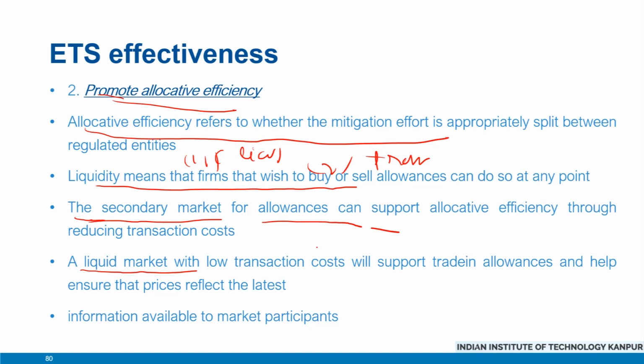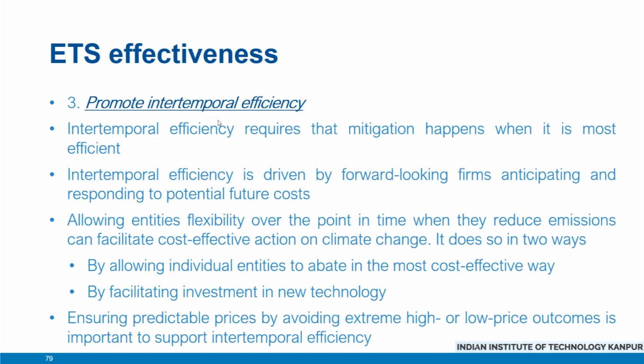In general, greater participation in the secondary markets will increase liquidity and spur competition that reduces transaction costs. To summarize this video, we discussed three objectives of any emission trading system. One is to reduce emissions, the second is intertemporal efficiency, which is ensuring emissions are reduced at the right time, and the third is allocative efficiency, which is ensuring that the least cost mitigation options are being used.